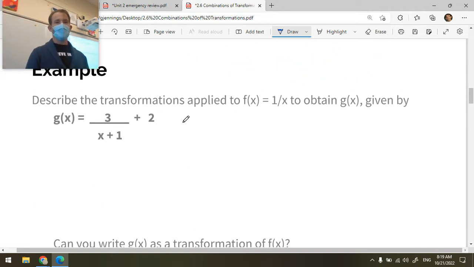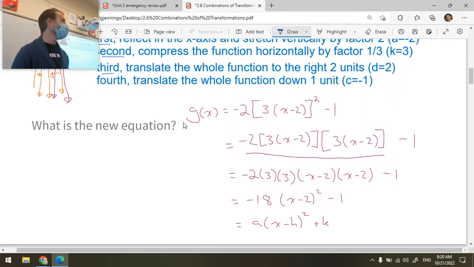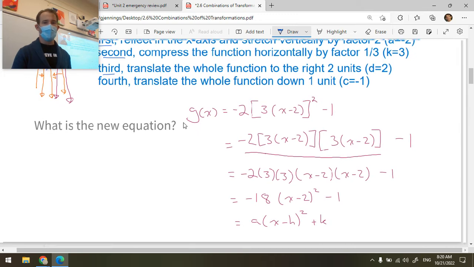All right, so now let's describe the transformations that happened here to the function f of x equals 1 over x. This one here? Or do you want the transformation point?